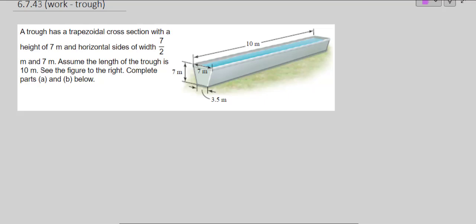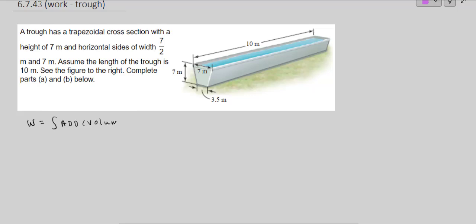Let's go ahead and find the work done in pumping the water out of this trough. So we're going to pump it right out the top, just over the edge. The acronym we use to find work is the integral of ADD volume.